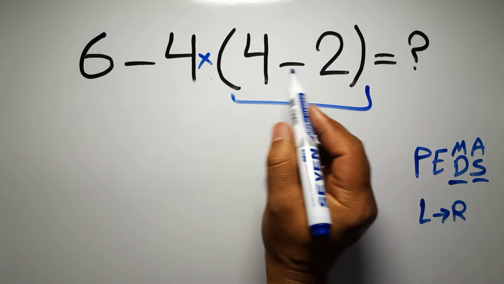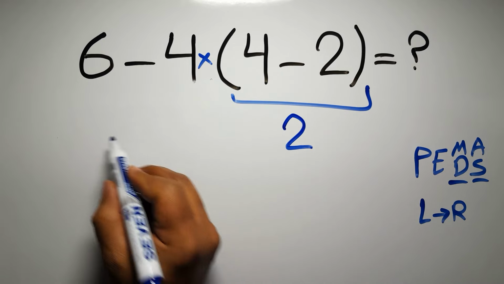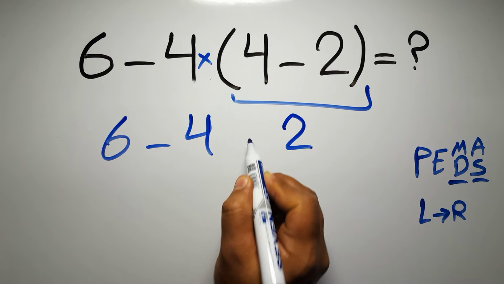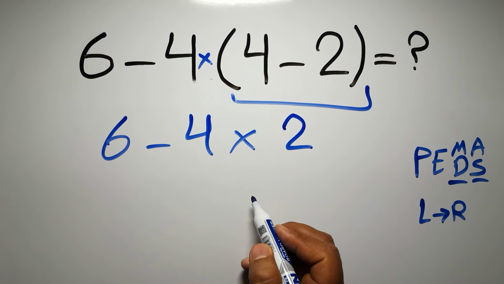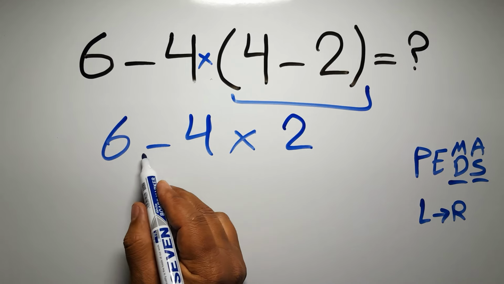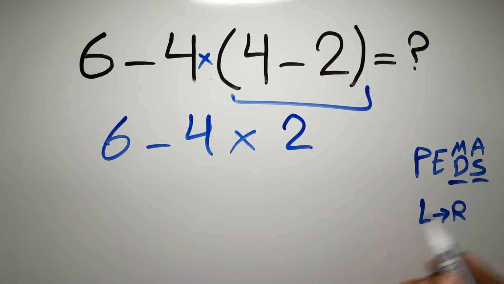So first this parenthesis. Inside this parenthesis, we have 4 minus 2, which equals 2. So 6 minus 4 times 2. Now we have one subtraction and one multiplication. Multiplication has higher priority than subtraction, because in PEMDAS, multiplication comes before subtraction.